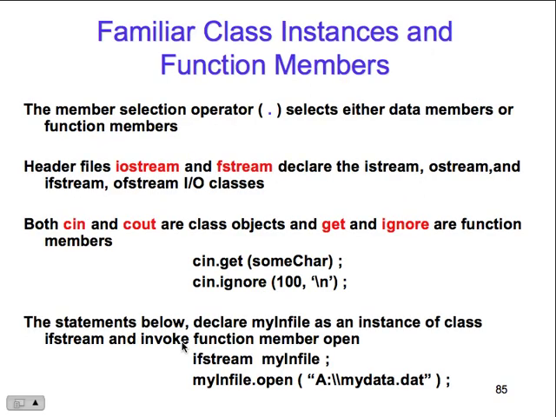Some of you have already used these. cin and cout are actually objects, and we can run methods off of cin and cout that we haven't seen yet. The member selection operator also gets at data members and member functions. The headers iostream and fstream declare istream, ostream, ifstream, ofstream, all the different ones. Both cin and cout are class objects, and get and ignore are member functions inside of those class objects. So we've been using cin with directional operators to say read in.